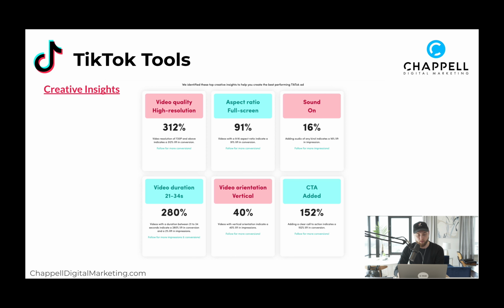And so next we look at the vertical orientation of the video. Once again, videos with vertical orientation indicate a 40% lift in impressions overall. And then a CTA added, if you have a call to action at the bottom, which is like a shop now or a learn more, and even at the end where you have a text overlay that says, get this X% off, or, shop now here at, that will increase your conversions by 152%. If you just follow these things here, you're going to do okay with TikTok.